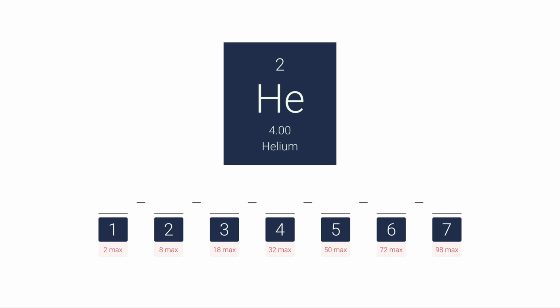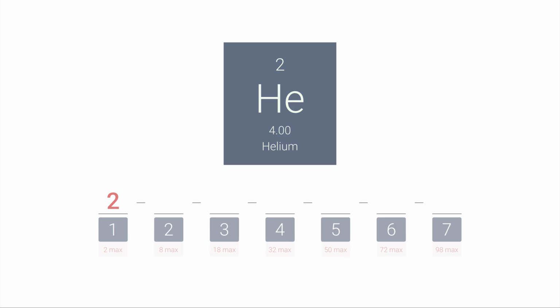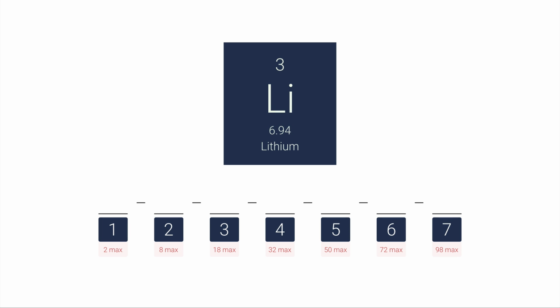Let's try helium now. So just two electrons in this. We can fit the first in the first shell, and then because we have room for the other one, we can also place the second electron in the first shell too. And so what's the electron configuration for helium? It's 2. Okay, lithium, three electrons, one in the first shell, another in the first shell.